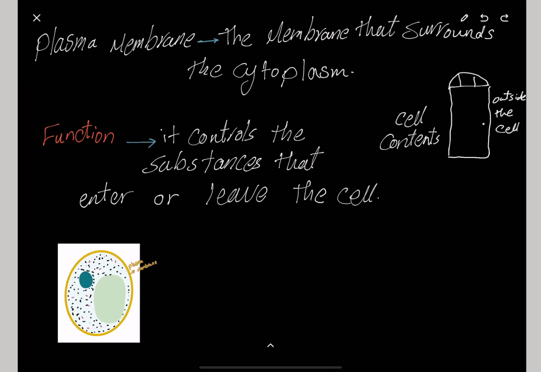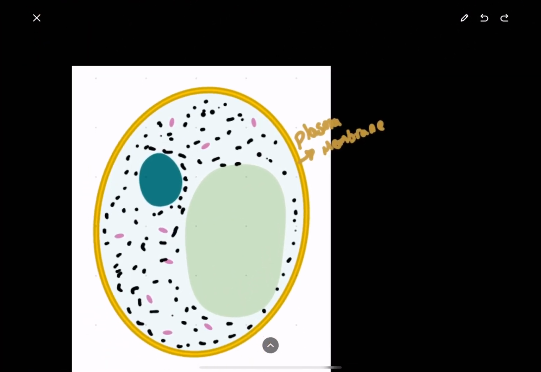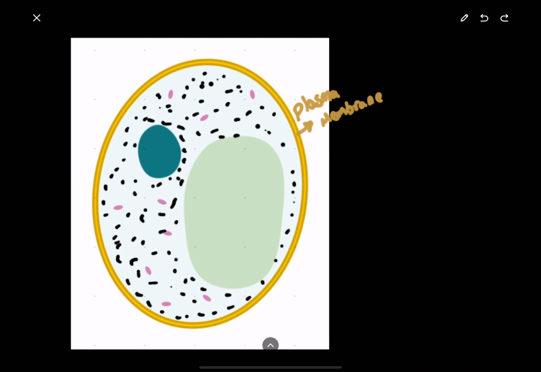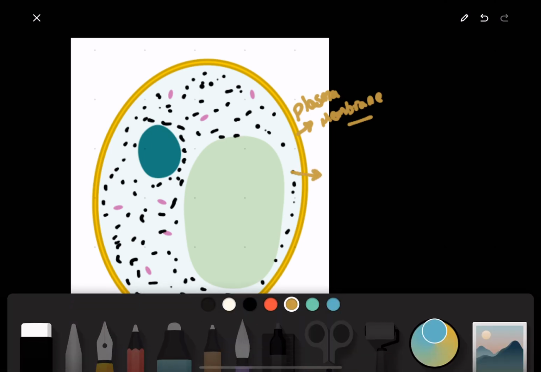What about the plasma membrane? As you see in this picture, it's found in both the plant and animal cell. This is the animal cell. The plasma membrane is the membrane that surrounds the cytoplasm. And these small black points are the cytoplasm.